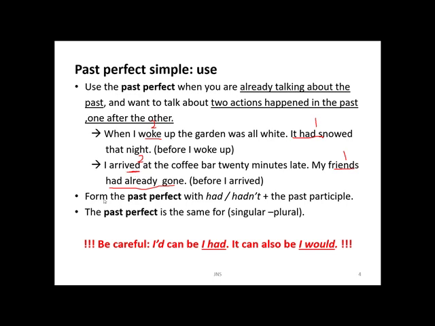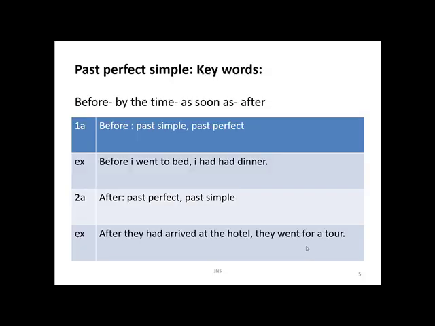As I said before, we form the past perfect with had or hadn't with the past participle. The past participle of the past perfect is the same for all pronouns, whether it's singular or plural. Here's a note for you, my friends. Be careful, sometimes the contraction I'd can mean I had, or it could mean I would. All right? Let's move to the next slide.